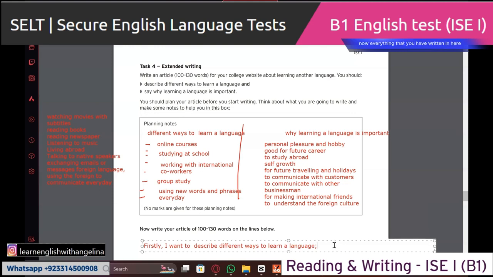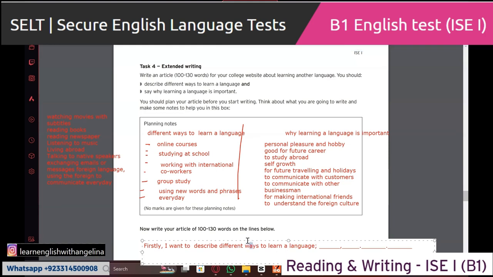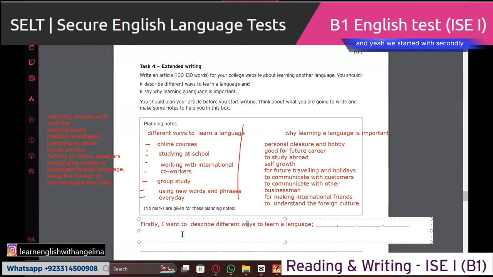And now everything that you have written here: online courses, comma, studying at school, comma, working with international co-workers, comma, using new words, and watching movies, everything we write in here. We finish the first paragraph. Understand it? Then we start the second paragraph, and we start off with secondly.